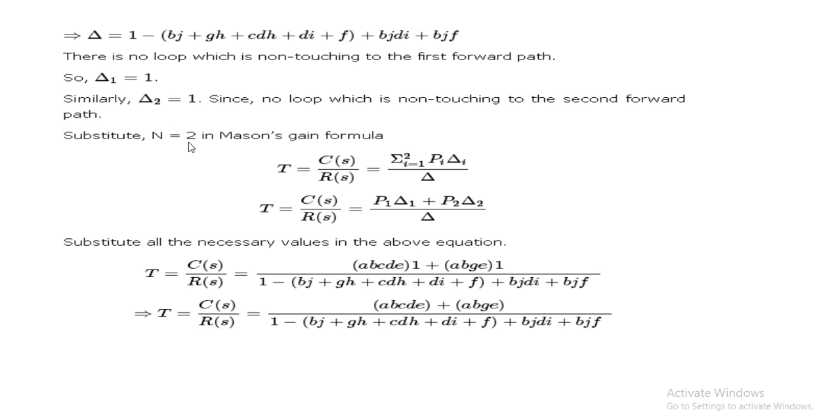So substitute n equal to 2 in Mason's gain formula. We will get the first forward path gain and related delta 1, plus the second forward path gain and related delta 2.